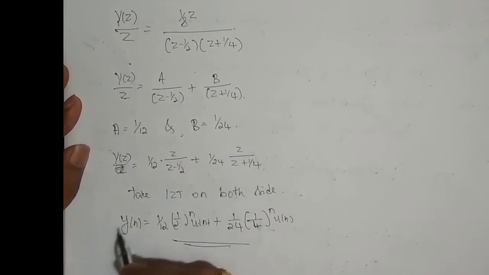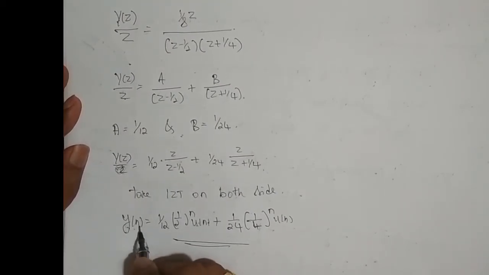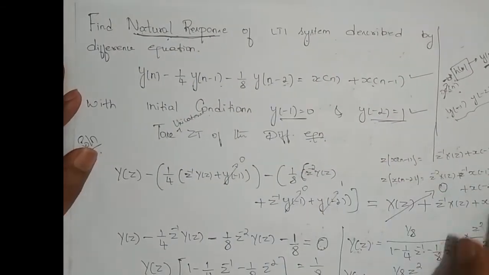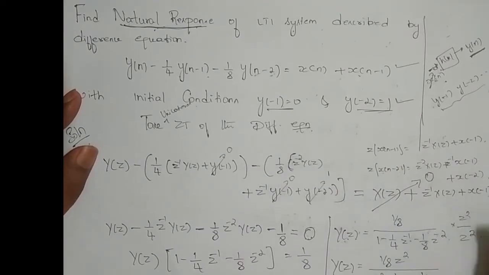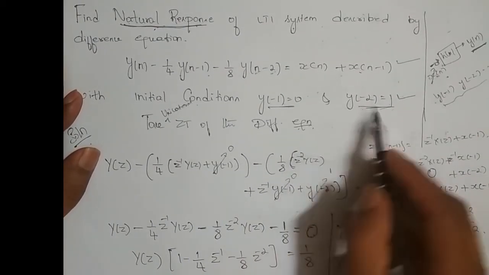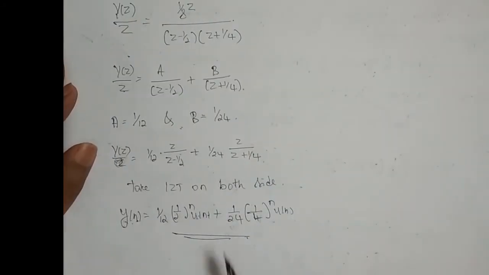Okay, this is the output of the system y of n, and this natural response of the system, in the sense output of the system, will change if the initial condition is changing. Okay, we can have any initial conditions here. Accordingly, the output will change in this equation.